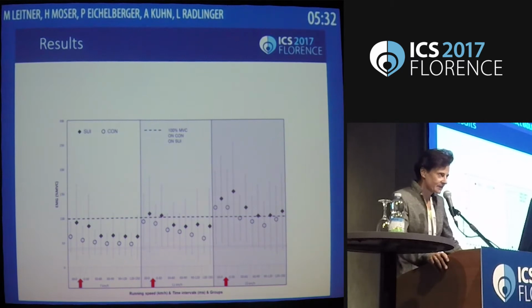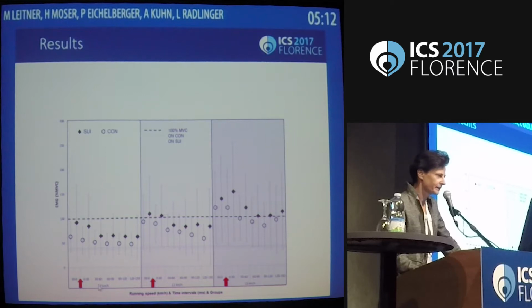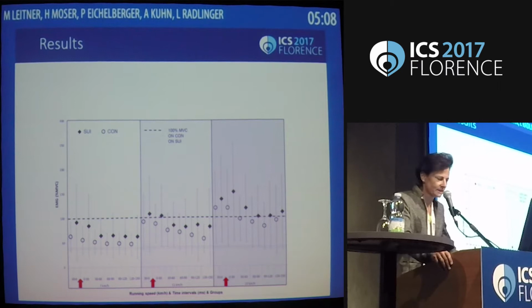Before I highlight some of the results of the study, I would like to introduce you to this figure. On the y-axis, you can see the 3 different speeds, and you can see how our timeline was parameterized into 6 time intervals with 30 milliseconds each, starting 30 milliseconds prior to heel strike, indicated by the red arrow, and 5 time intervals after heel strike, going up to 150 milliseconds. On the y-axis, you can see the values of our normalized EMG.